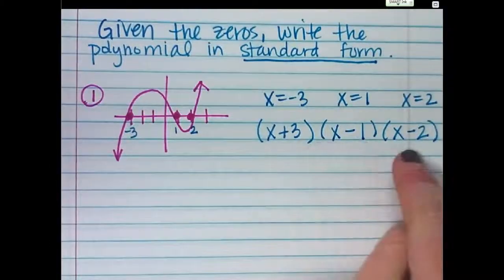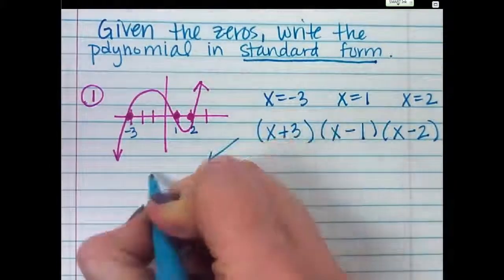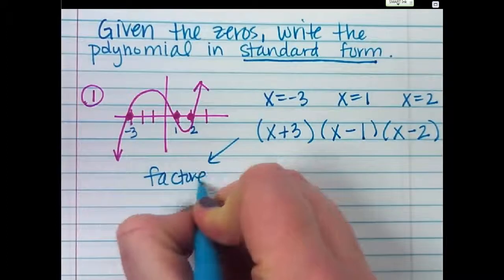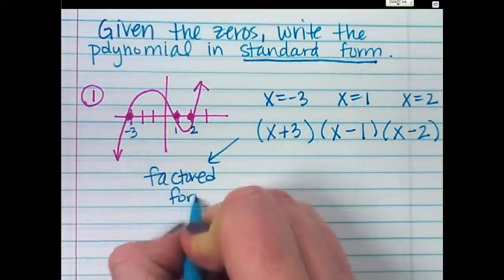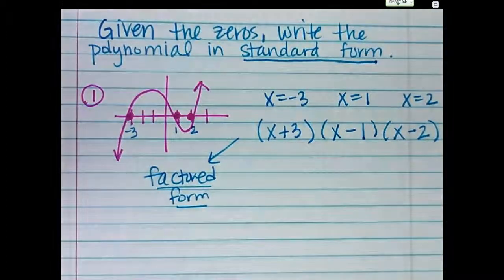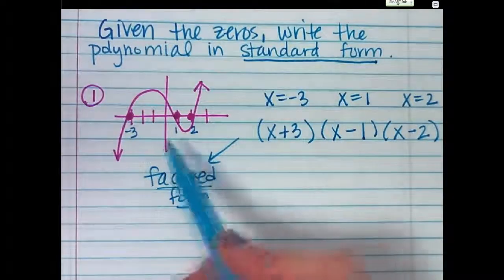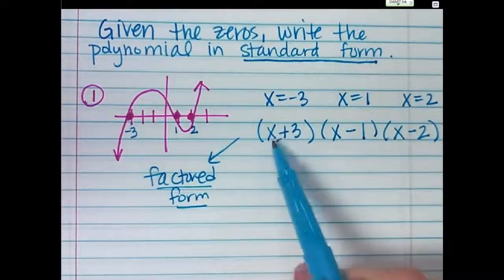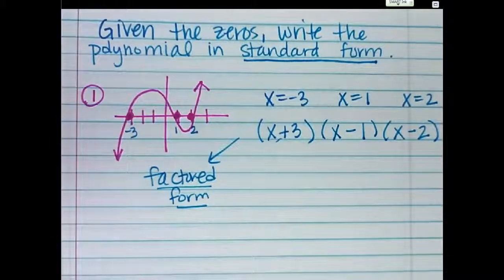This is factored form. Okay, make sure you know the difference, because on your worksheet, I think 2 of them are factored form, and then the others are standard form. So whether I give you a graph or I just give you a list of numbers, you should be able to get to here. How do I put this in standard form then?